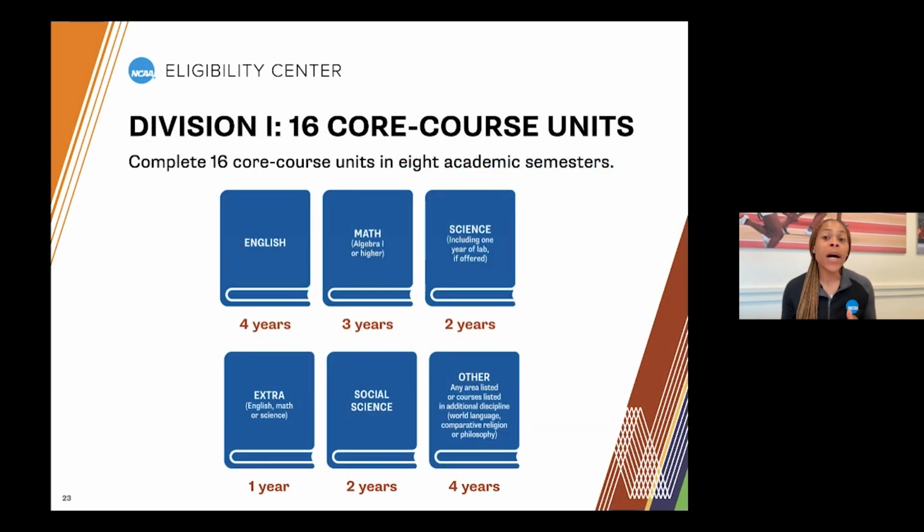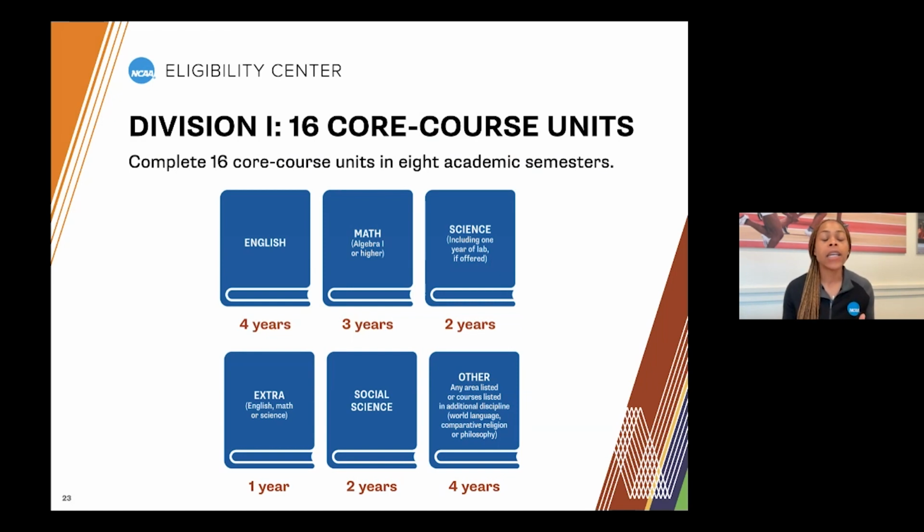16 credits must be complete in 4 years or 8 semesters to be eligible at the Division I and Division II level. This slide shows the breakdown of credits of each course to be eligible at the Division I level. So when you look at scheduling your student athletes for their classes and for their years coming up, make sure that we keep in mind that they are being scheduled in the right courses.